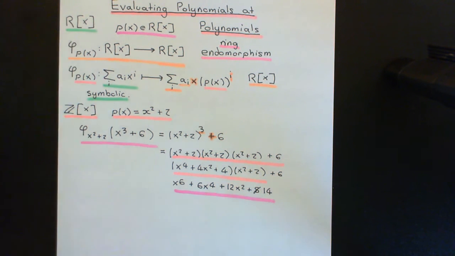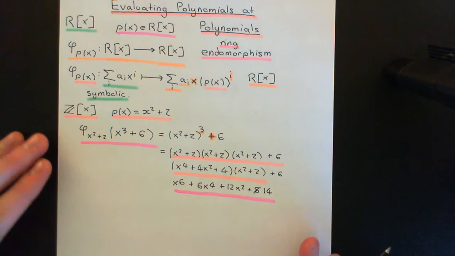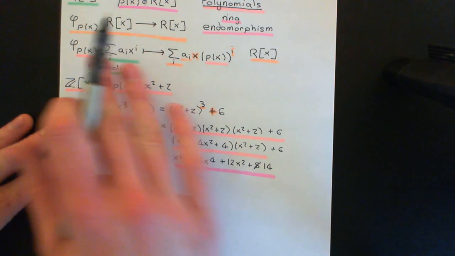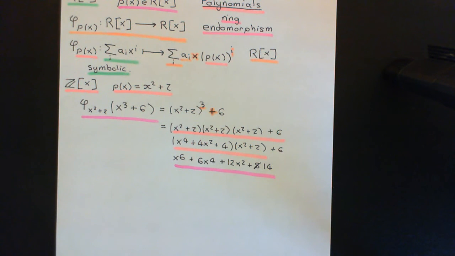Okay, so here then is the polynomial, the final answer in the ring of polynomials over the integers, to what the polynomial x cubed plus 6 evaluated at the polynomial x squared plus 2 is actually going to equal. Okay, so if this wasn't clear before, I hope it is clear now that we've done a concrete example.